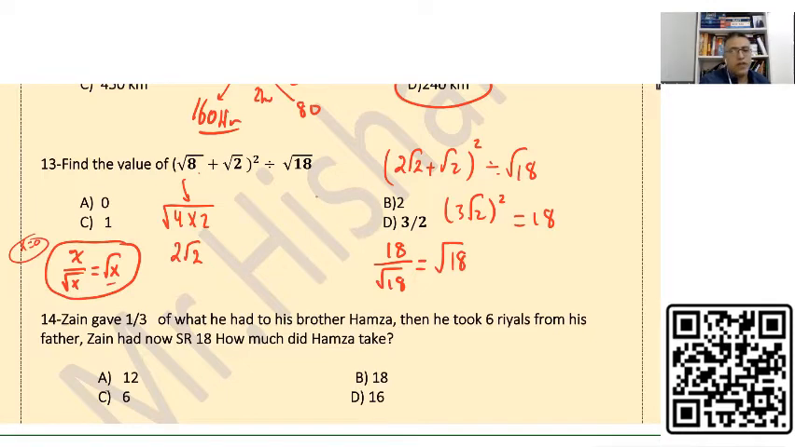But Mr. Jam, we can't find root of 18. No, root of 18 is root of 9 times 2, which is equal to 3 root 2. So the right answer is D. Again, this whole question is about how to simplify and use the radical of integer or whole numbers.